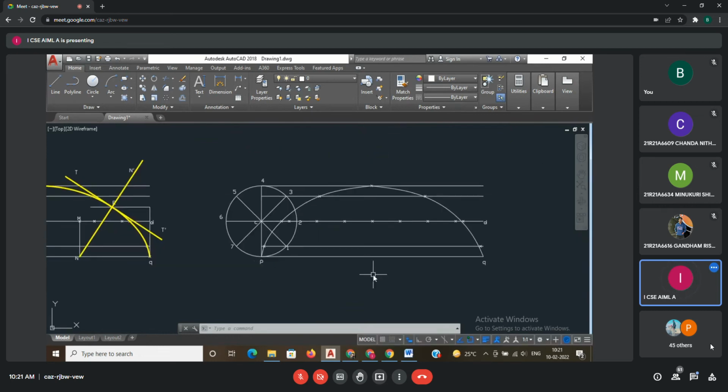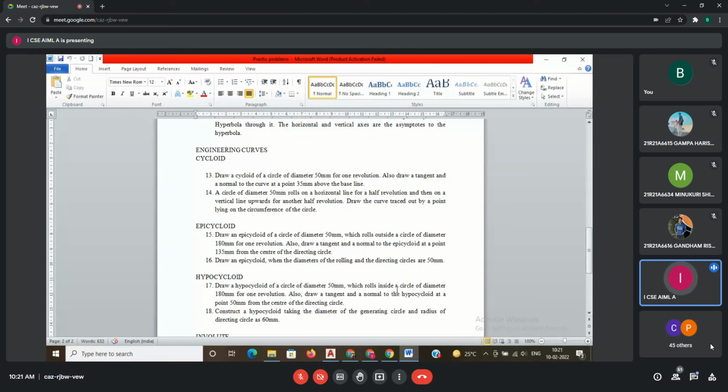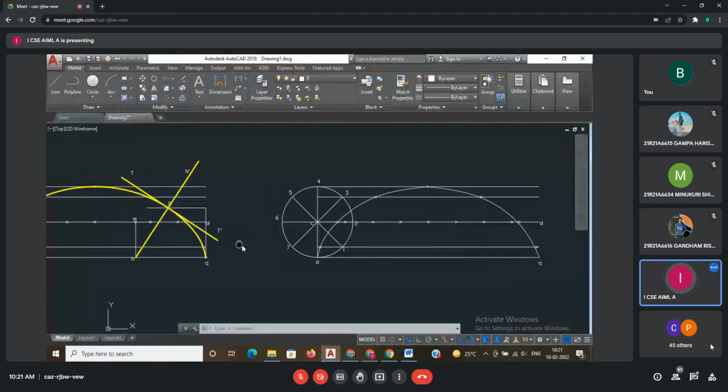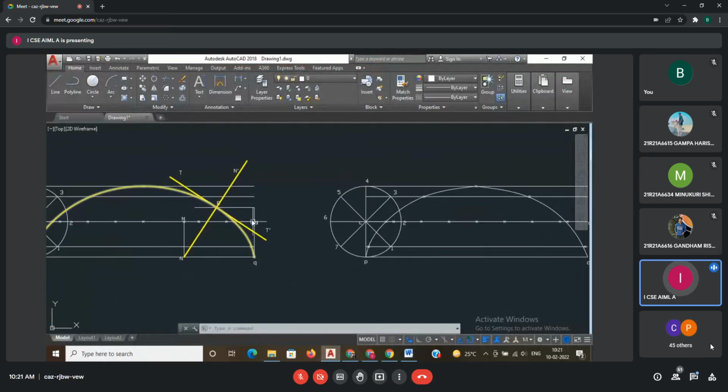Suppose in the second method, if they ask why we should take 35 mm exactly, tell me. In the question, they mentioned 35 mm. That's why I am saying this now. Suppose they have given 35 mm, that's why we have taken 35 mm exactly on the curve.